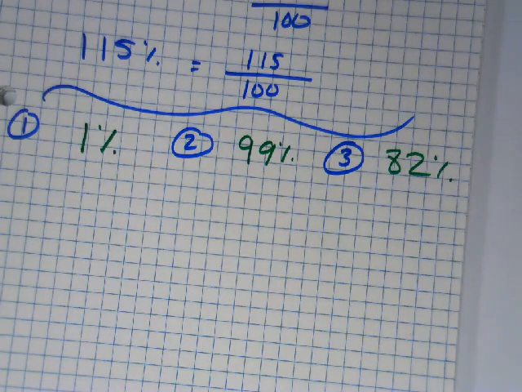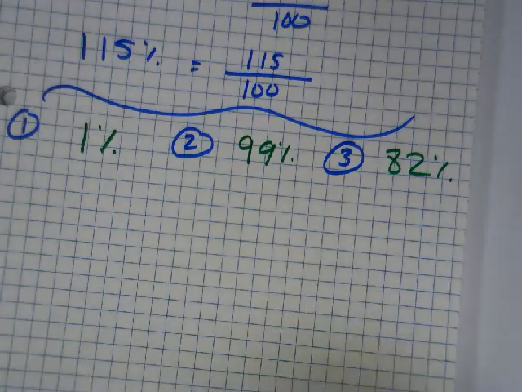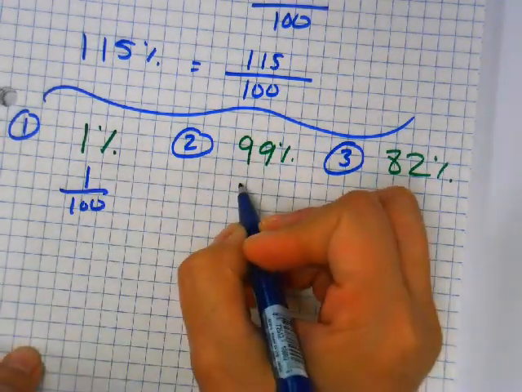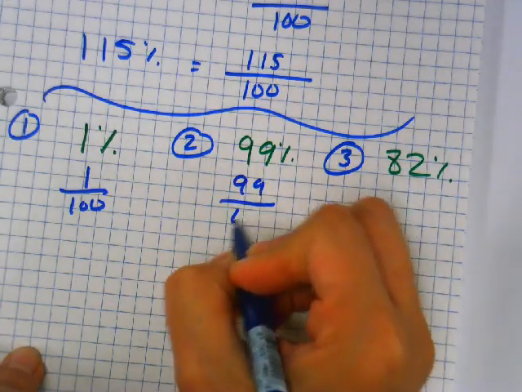The hardest thing I've ever asked you to do. Now, do you write the percent sign in the fraction? No, don't write the percent sign in the fraction. All right, what's our first fraction? 1 out of 100. Number 2? And number 3?